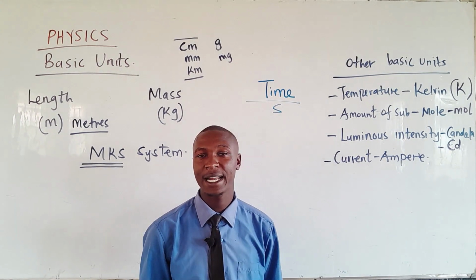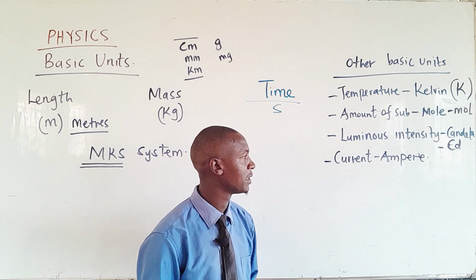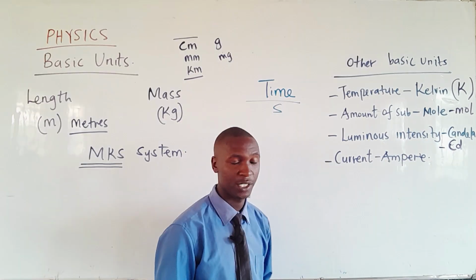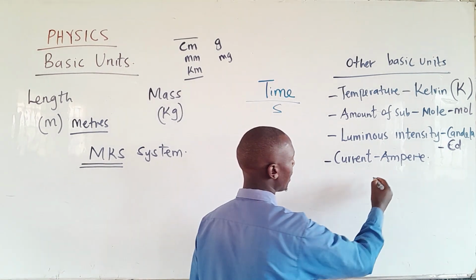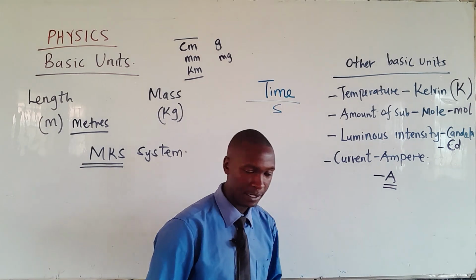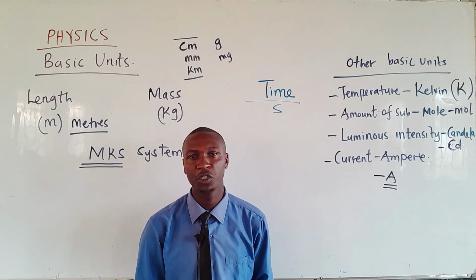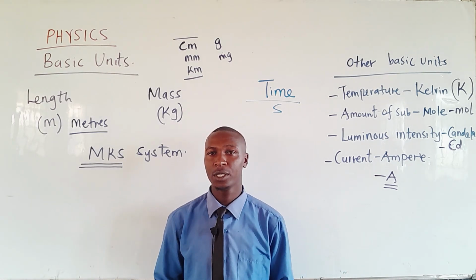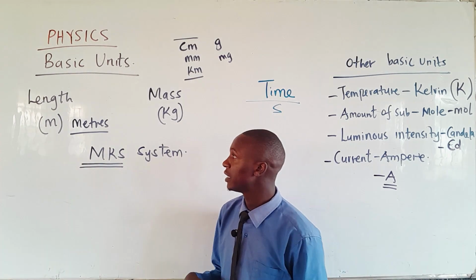We also have current. Current is represented by amperes, or amp, depending on the pronunciation, and it is represented by uppercase A. So uppercase A represents the basic unit of current. Remember, these are the 7 basic units, or basic quantities, that we have.